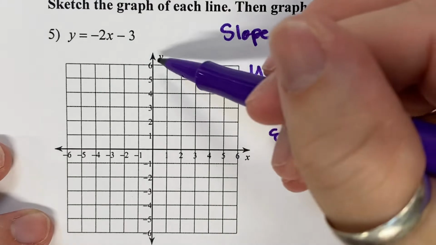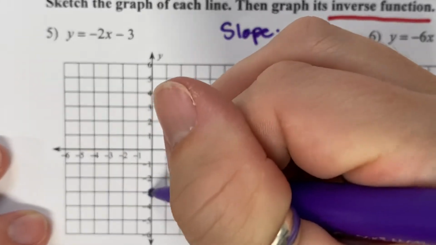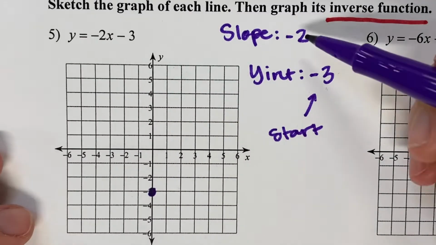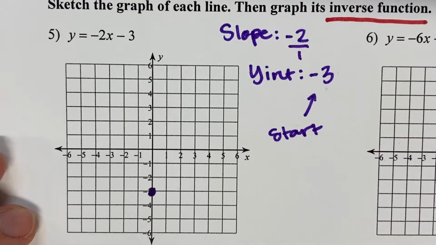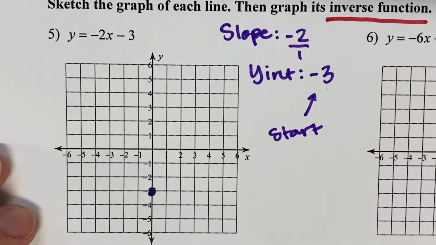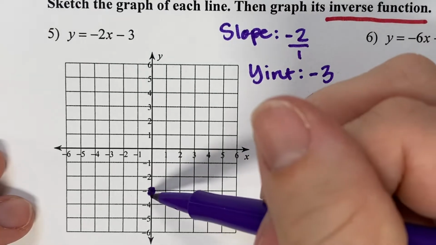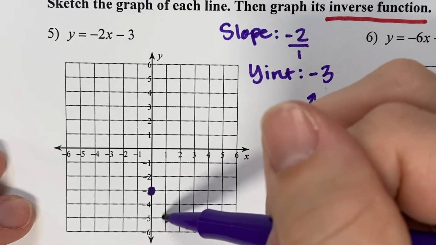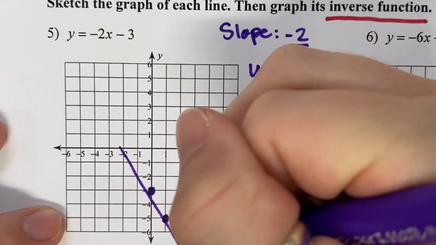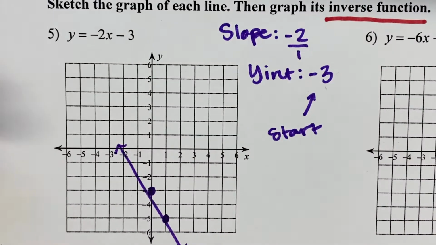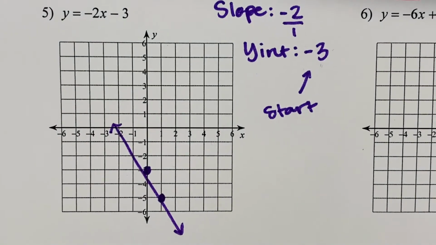Okay, so we find -3 on our y-axis, right there. And then our slope is -2, or if you wanted to do -2 over 1 to help you with rise over run, you could do that as well. So now we're going to go down to 1, 2 over 1. Okay, you only need 2 points to connect a straight line. So there's our original equation.